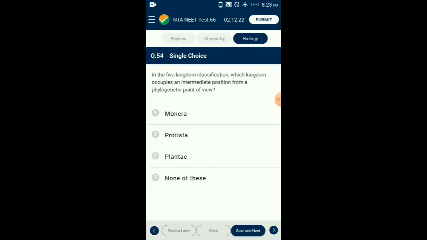Question number 54. In the 5 kingdom classification, which kingdom occupies an intermediate position from a phylogenetic point of view? In the 5 kingdom classification, Protista occupies intermediate position from phylogenetic point of view because all multicellular eukaryotes like plants, fungi and animals originated from unicellular eukaryotic Protista. So the answer is option B, Protista.